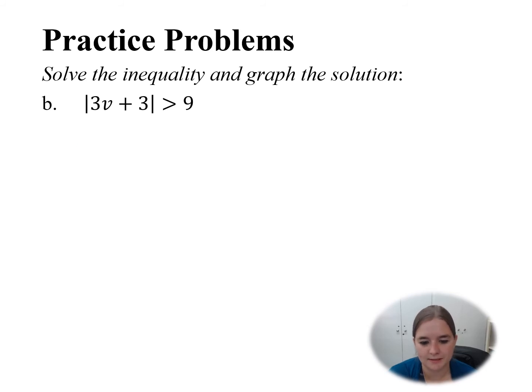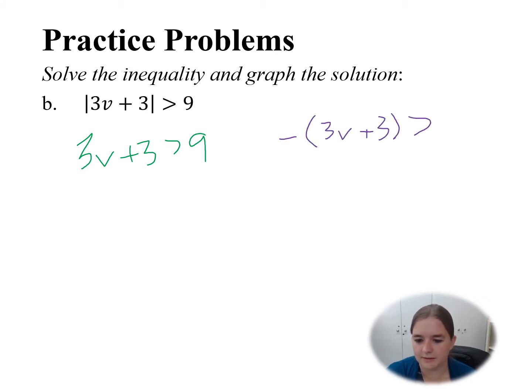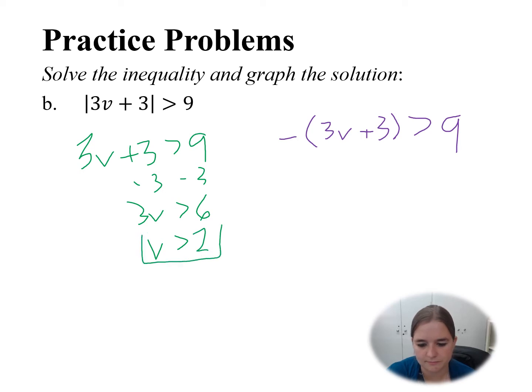In my first case, the inside stuff is non-negative. I'm going to leave it alone. In the second case, my inside stuff is the opposite. It's the negative of 3v plus 3 is greater than 9. In case 1, take away 3 from both sides, and I get 3v is greater than 6. Divide by positive 3, and I get v is greater than 2.